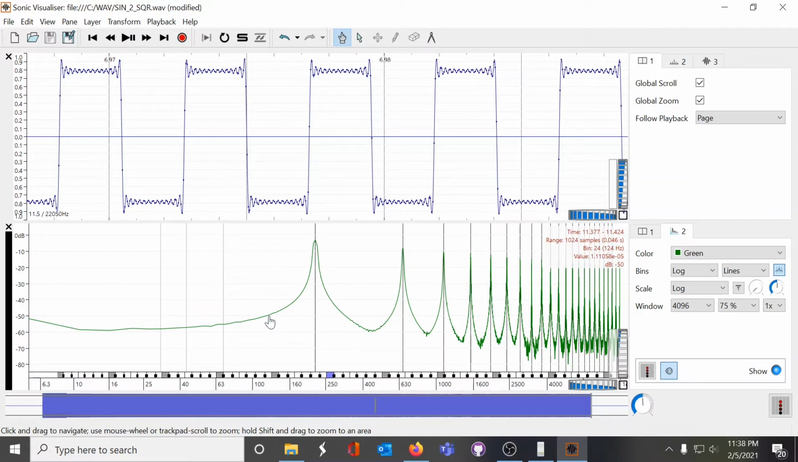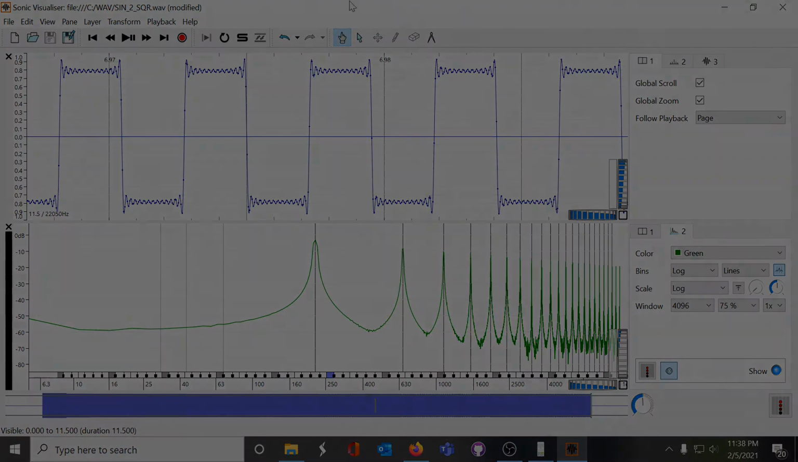The takeaway from this exercise is to recognize that a square wave in the time domain is composed of an infinite series of odd harmonics in the frequency domain. Again, fundamental, 3, 5, 7, 9, and so on and so forth, all the way out to infinity.